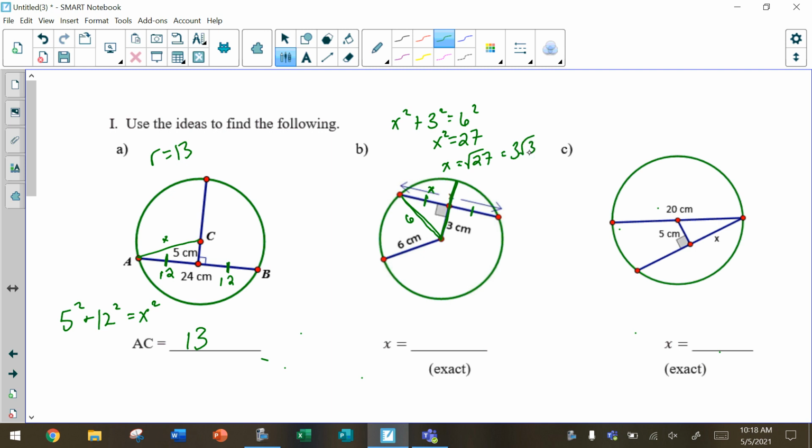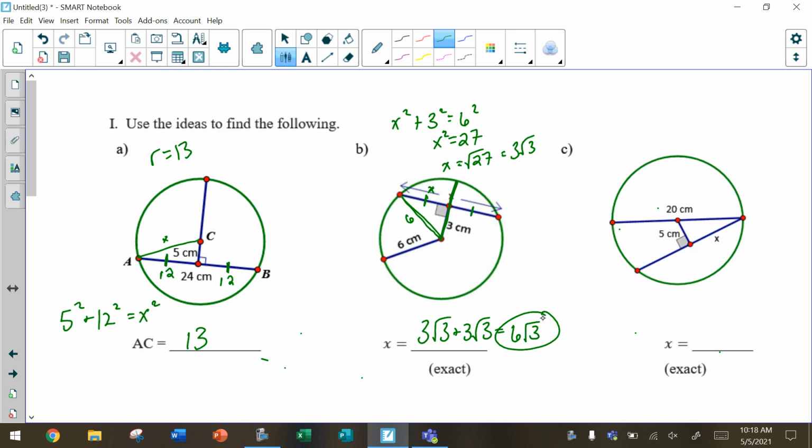So half of this chord is 3 radical 3. The other half of the chord is 3 radical 3. So when you add those two together, 3 plus 3 is 6. You do not add what's underneath the radical, so it's just 6 radical 3.